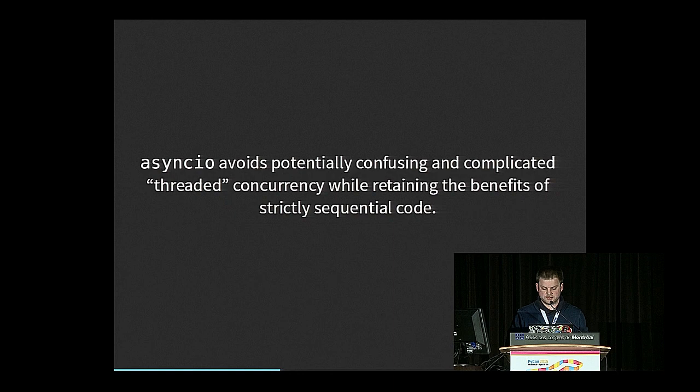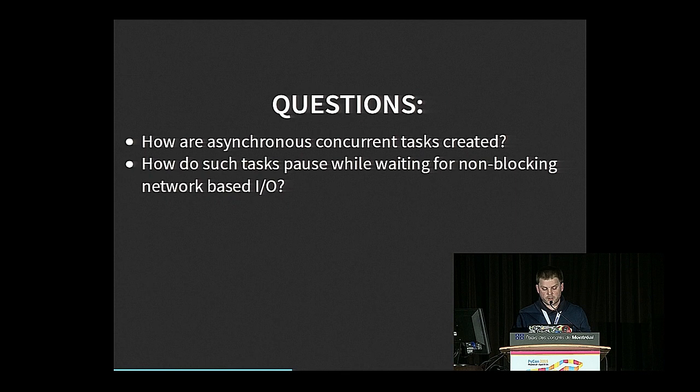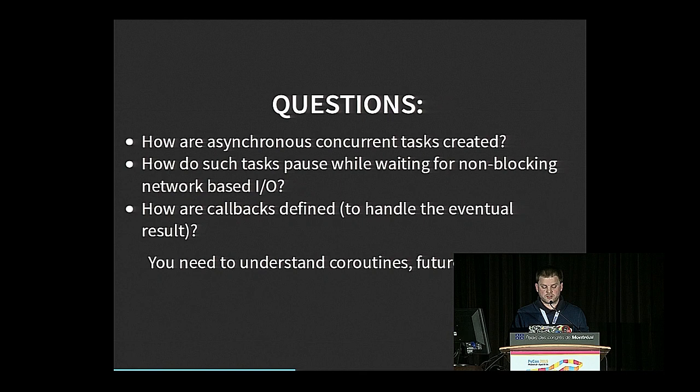So given this is an introductory talk, there are probably a few questions that need answering. Number one, how are asynchronous concurrent tasks created? How do such tasks pause while waiting for non-blocking network-based I/O? And how are callbacks defined to handle the eventual result? For this, we need to understand coroutines, futures, and tasks.